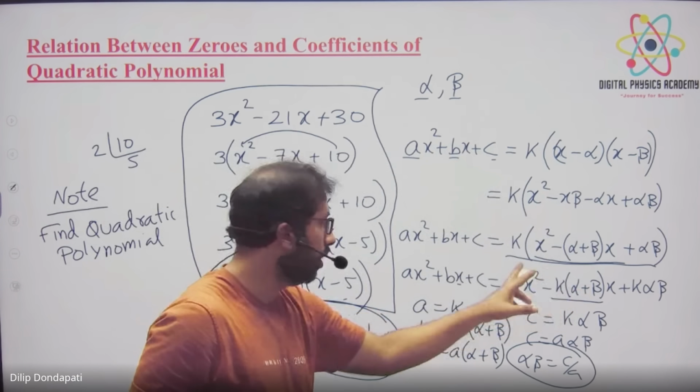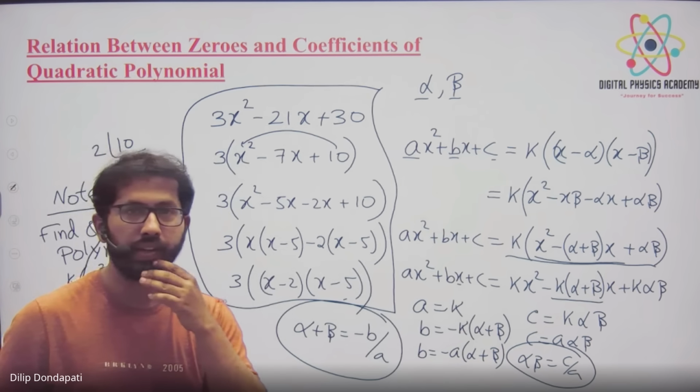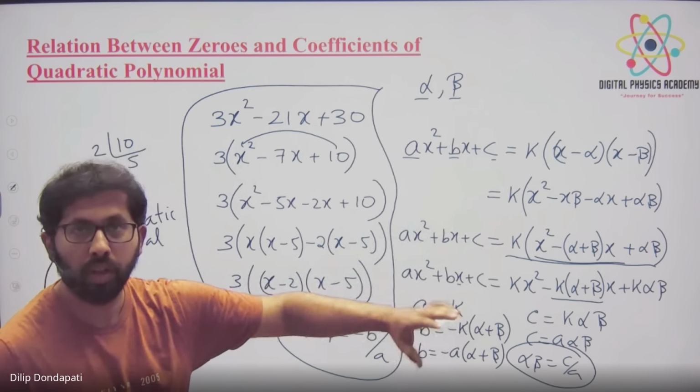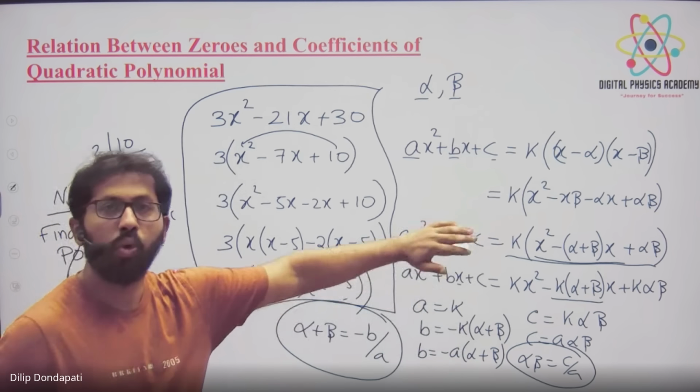So what is the formula? K times of... anybody tell the formula? If the sum of zeros and the product of zeros are given, how do you find the quadratic polynomial? Same thing only, here only. X square plus Sx plus P? No, wrong. Anybody? X square minus alpha beta plus alpha into beta? We'll see. Anybody?